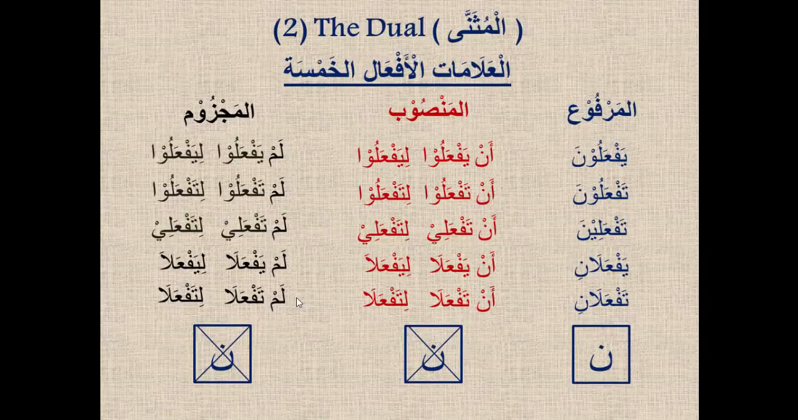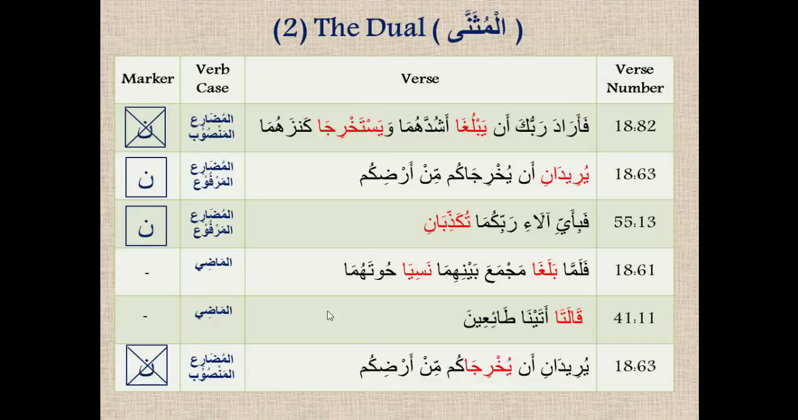So hopefully this slide clarifies the case ending markers for al-af'al al-khamsa. Again, to review, in the marfu' we have the presence of the noon, that is the marker. But in the mansub and the majzum, we have to drop the noon. Let's now take a look at some examples of al-muthanna found in the Quran.